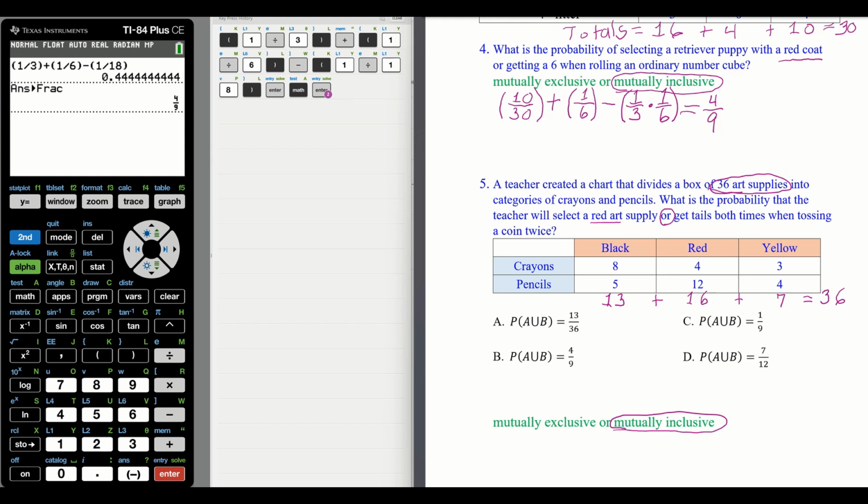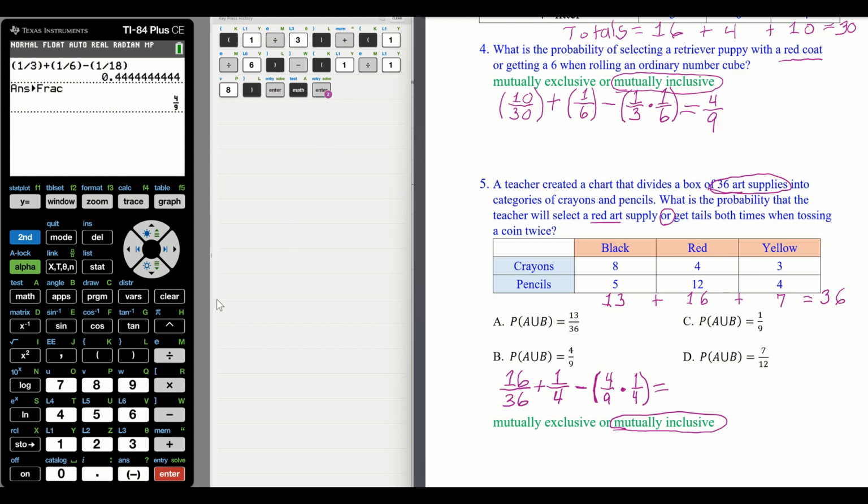So we have 16 out of 36 plus a coin being tossed twice, that's 1/4. Then we're going to subtract both of those events together. Now I'm going to do a little simplifying. So that is 4 out of 9 for the first event times the second event. Now let's put that in our calculator and see which option we have.